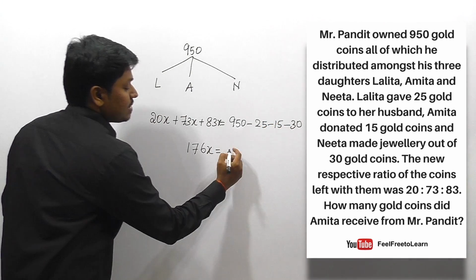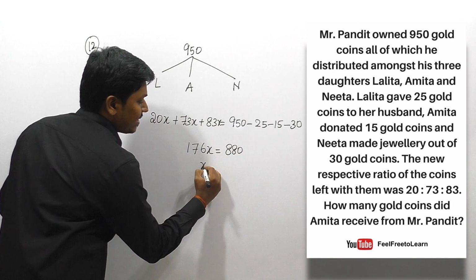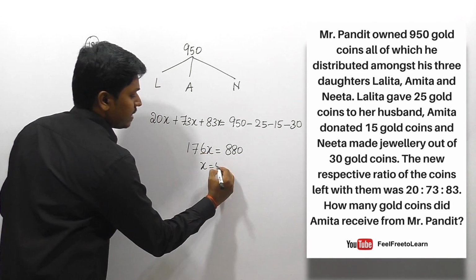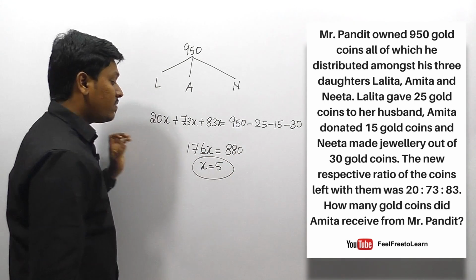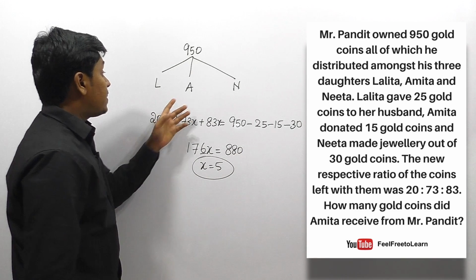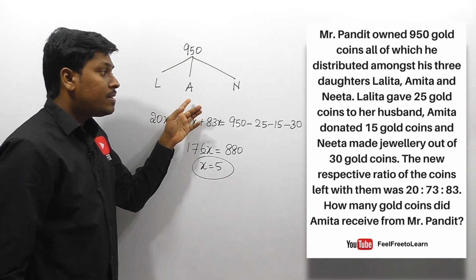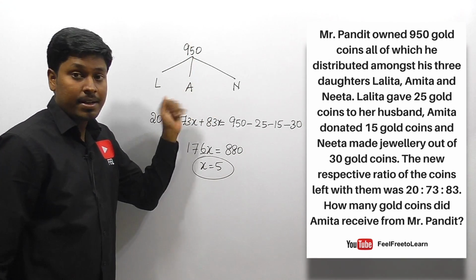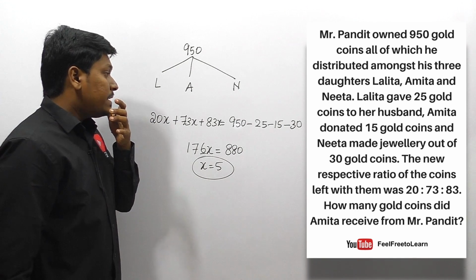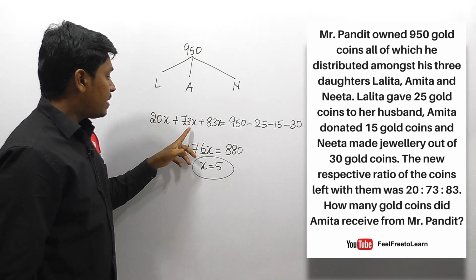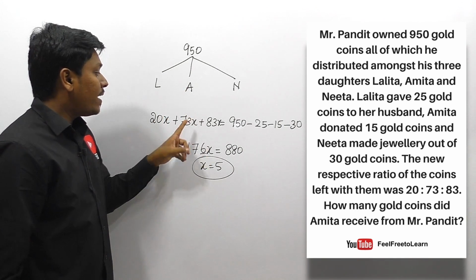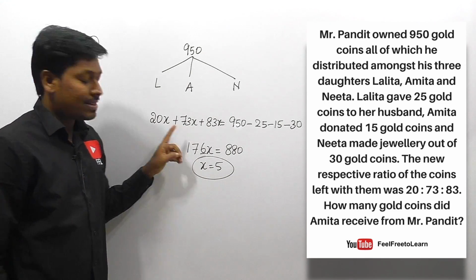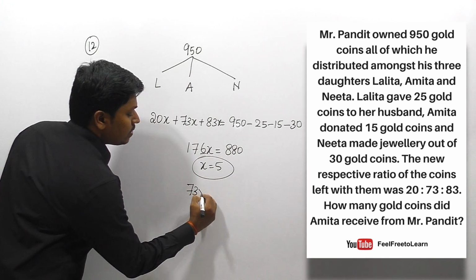So when we subtract this, 880. So x is equal to, I think, 5. So finally we got x is equal to 5, friends. Our target is to find how many gold coins Amita received from Mr. Pandit. Amita, after distributing some coins, has a ratio of 73x. So 73 into 5.